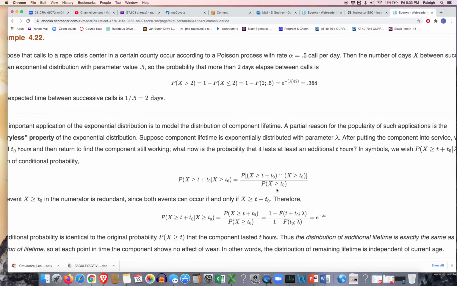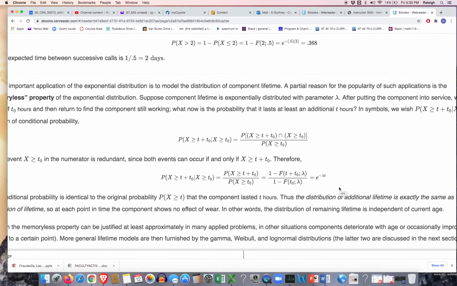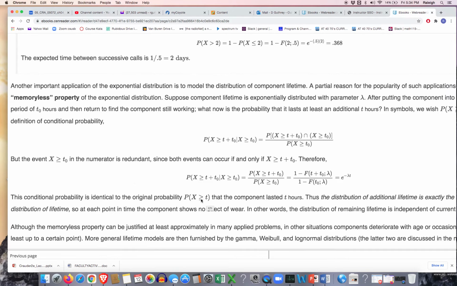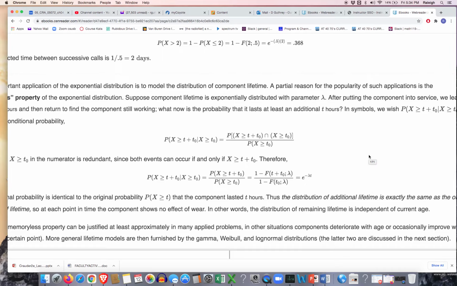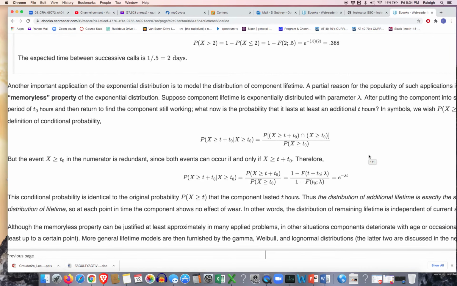This has happened several times in statistics. So they go through all the calculations, and I'm not going to do that, although I worked them out in my book, but I'm not able to write on the screen right now. Not that I would want to anyway, but it does really work out to be e to the minus lambda t. And that's what we had earlier. So, hey, the conditional probability is identical to the original probability, x greater than or equal to t, when the component lasted t hours. So the distribution of additional lifetime is exactly the same as the original distribution of lifetime, which is an advantage in some cases.